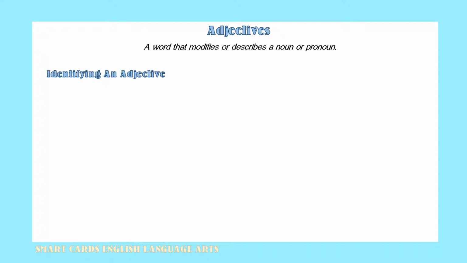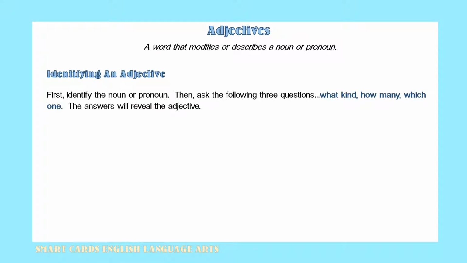Let's talk about adjectives. An adjective is a word that modifies or describes a noun or a pronoun. But how do we identify an adjective in a sentence? Well, the first thing that we want to do is identify the noun or the pronoun. Then we're going to ask ourselves 3 questions. What kind, how many, which one? The answers to these 3 questions will reveal what the adjective is.